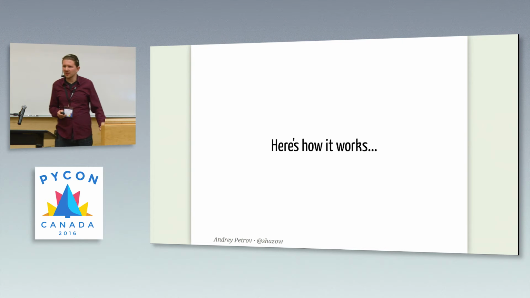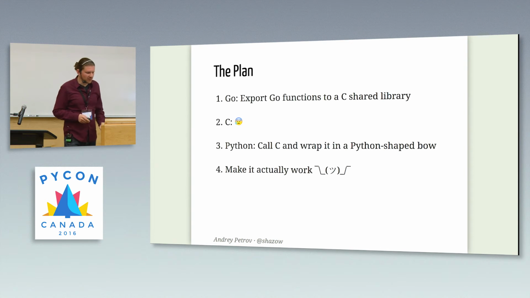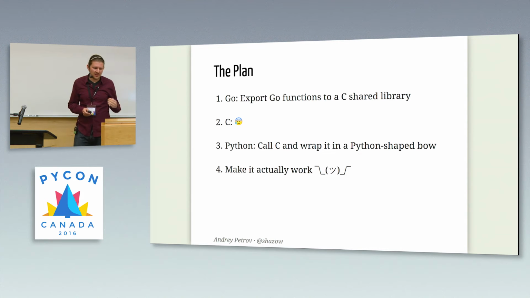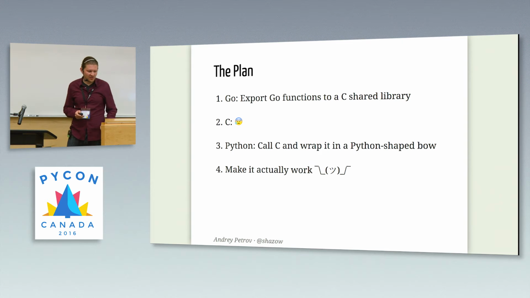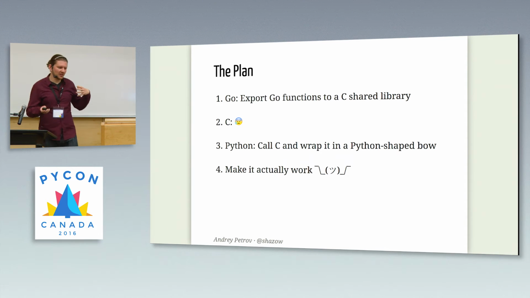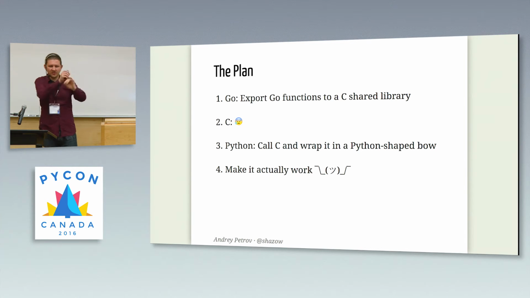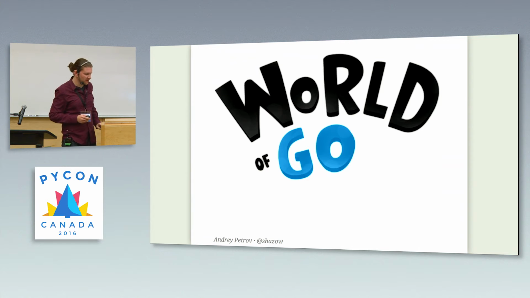So if you ever want to build something like this yourself, you kind of know the high-level mechanics of it and what to worry about and what the steps are. So the plan is this. We're going to write some Go code and export it into C. And then we're going to write some scary C that hopefully you don't have to worry about too much. And then we're going to wrap it in something that looks more Pythonic. And then we're going to instrument it a little bit to make it work. So these are the steps that are coming up. So first of all, the world of Go.